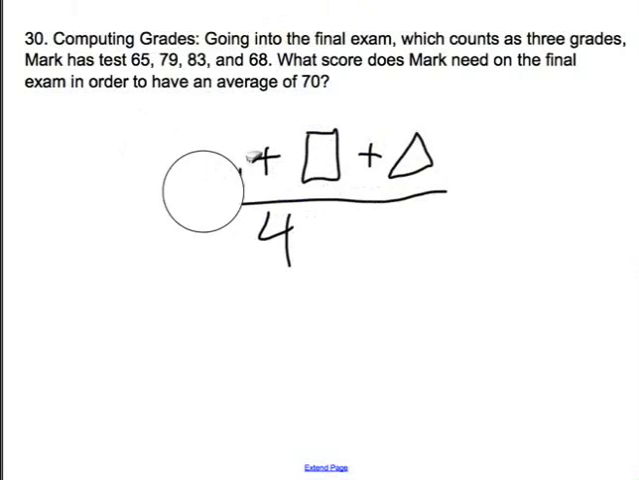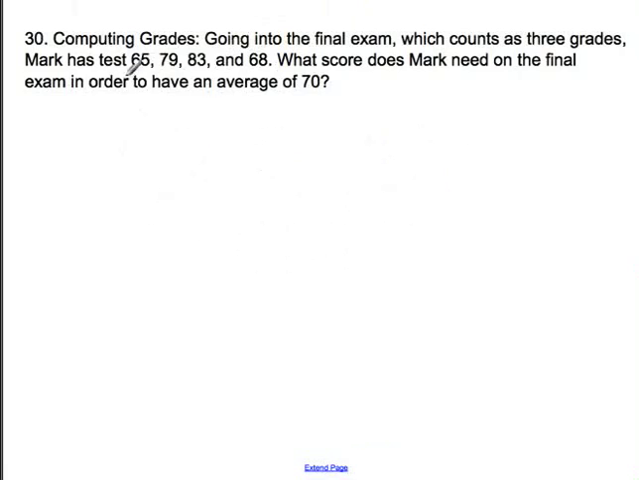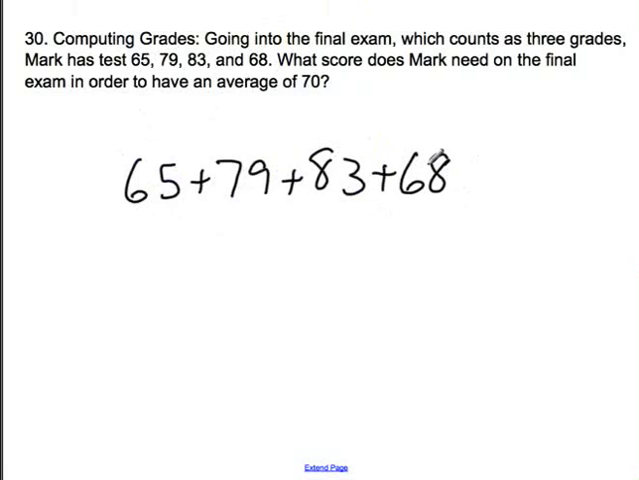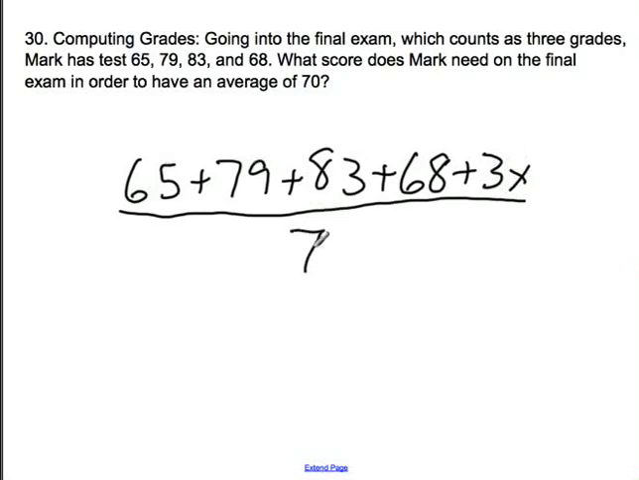So what we're going to do on this one is take the tests that we already have: 65 plus 79 plus 83 plus 68. And we have one more test, which is the final, but it counts as 3 tests. So I'm going to say it's 3x. And this is all over how many tests we have. So here's 3. This actually does count as 3 tests. So 3, 4, 5, 6, 7. There's actually 7 tests. And we want to end up with a 70 average.